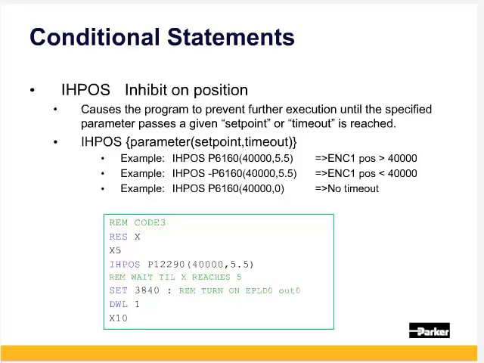Below, for an EPL demo, here we're waiting on the actual position P12290 to reach 5 revs or 5.5 seconds has passed, and then turn on bit 3840, which is output 0, on the first Aries PE X-axis unit. Wait 1 second and then move to absolute 10.